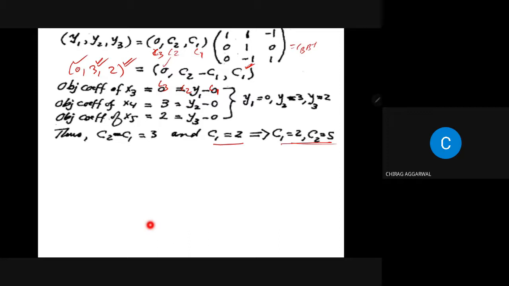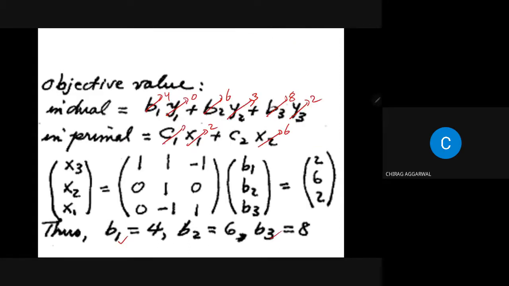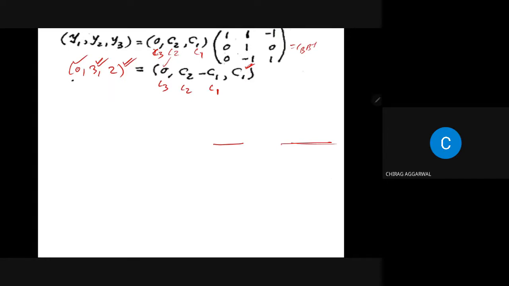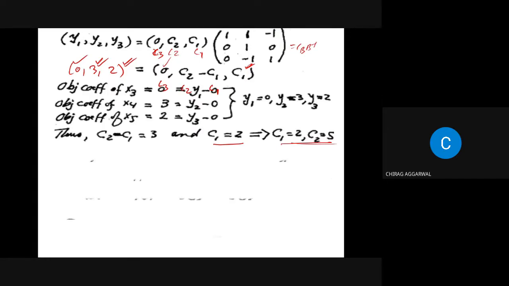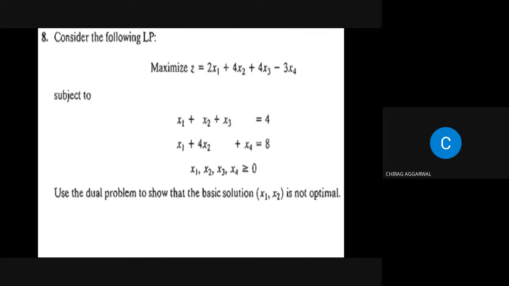Just in that you put the value 2 and 5, you will get the required answer as 34. So by both it will come 34. Clear?